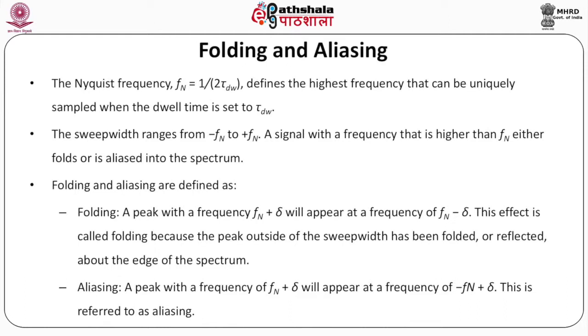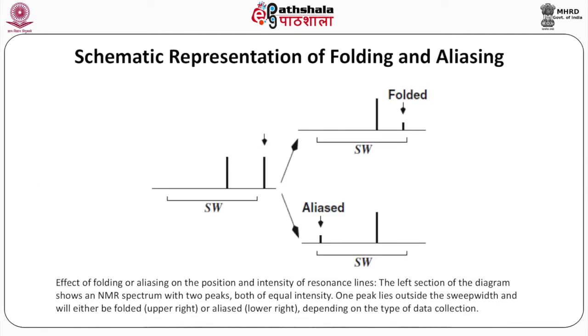Folding and aliasing are defined as follows. Folding: a peak with a frequency Fn plus delta will appear at a frequency of Fn minus delta. This effect is called folding because the peak outside of the sweep width has been folded or reflected about the edge of the spectrum. In aliasing, a peak with a frequency of Fn plus delta will appear at a frequency of -Fn plus delta. A schematic representation of folding and aliasing is shown in the figure.